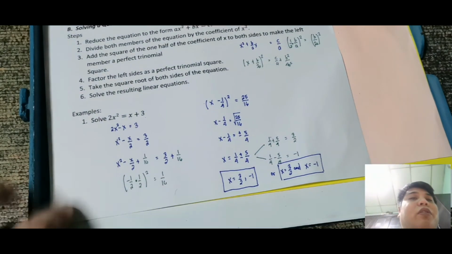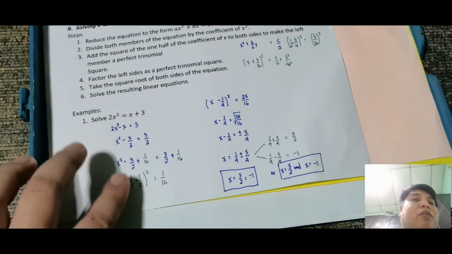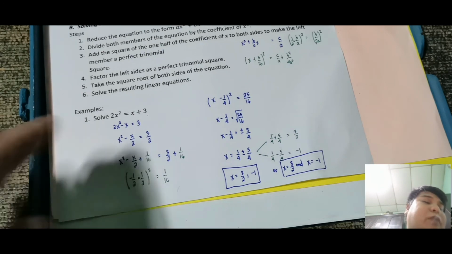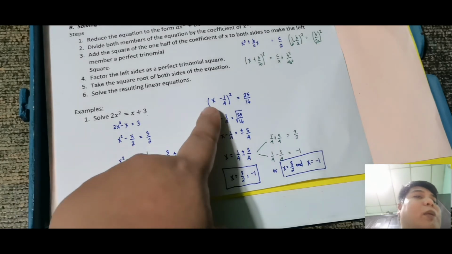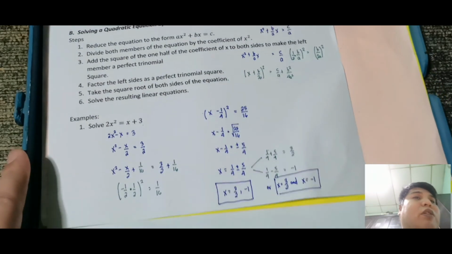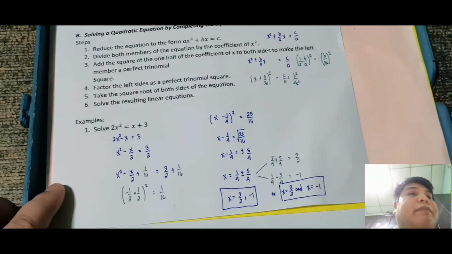Yung roots. So, ito lang yung medyo tricky dyan. Yung kukunin ko yung b is negative 1/2. I-multiply ko by 1/2, tapos kukunin ko yung square, tapos i-add ko both sides. Tapos, dapat complete perfect square trinomial siya doon. Okay, so let's have another example.